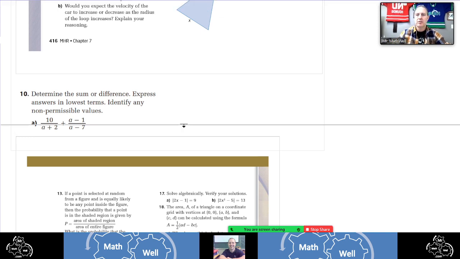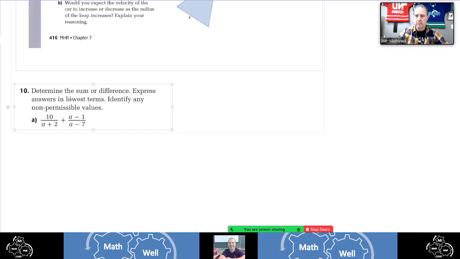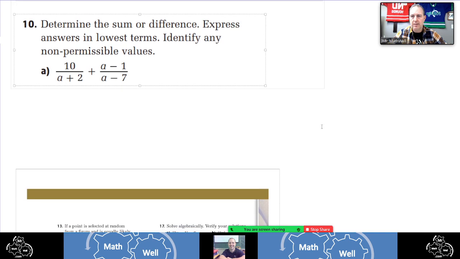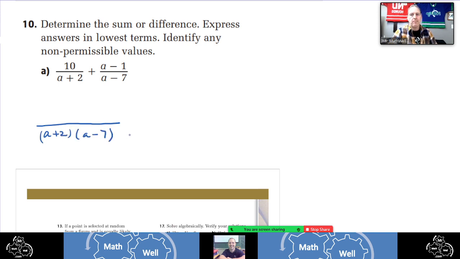So number 10a, let's do number 10a. The denominators that we have are a plus 2 and a minus 7. Okay, so what's that going to look like? Well, I'm going to need to get a common denominator, and that common denominator is going to be a plus 2 times a minus 7. To get there, you want to multiply this rational over here by a plus 2, top and bottom. And over here, you want to multiply this rational by a minus 7, top and bottom. So the same thing that we did with the regular fraction addition.